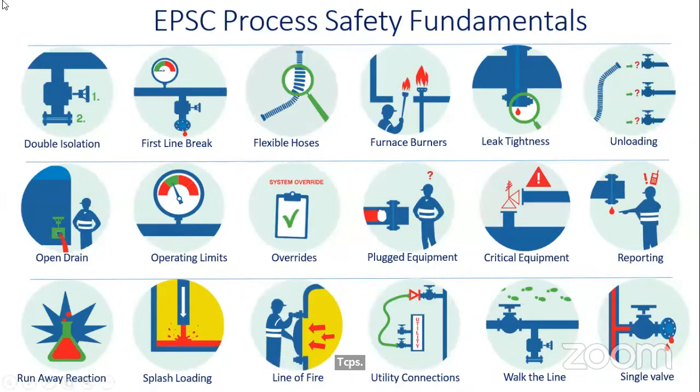The European Process Safety Centre is mainly based on the CCPS, but the 18 elements that you can see now are the fundamentals of process safety for the European people. What are the fundamentals? You can imagine what the European people think about process safety. They think in double isolation, first line break, flexible hoses, and so on. This is what the European people think about process safety, which is closely similar to the international fundamentals of process safety.